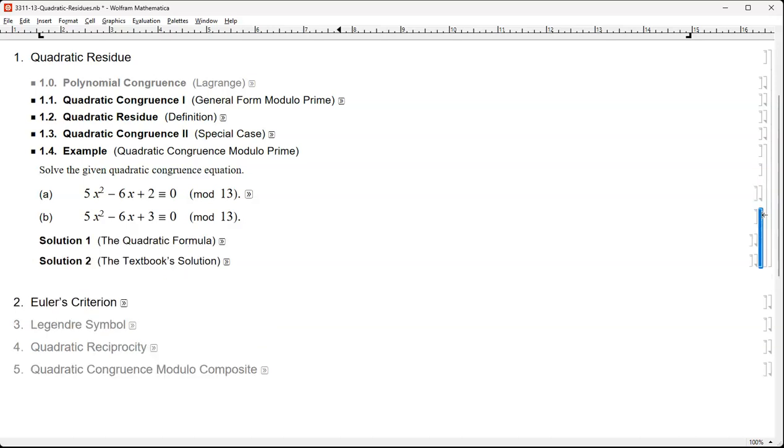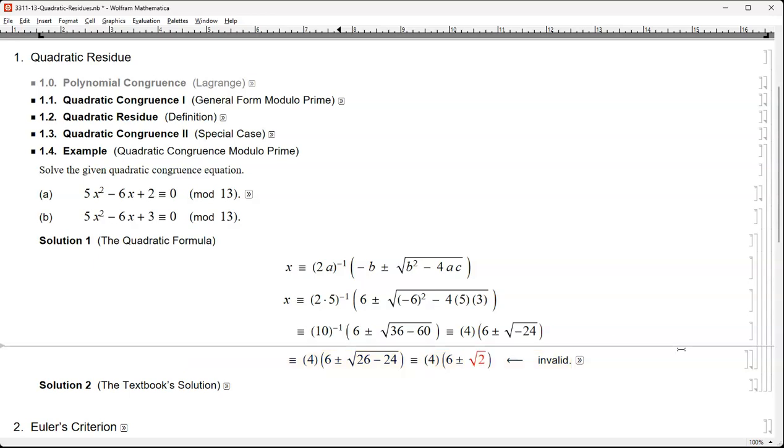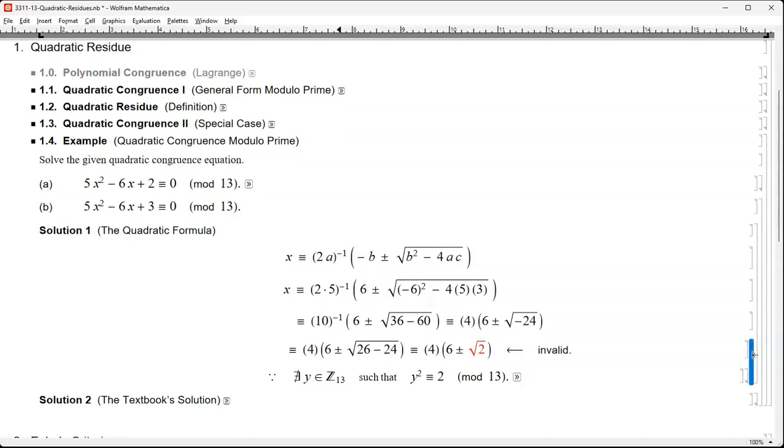How about the next problem? In this case, this b squared minus 4ac simplifies into 36 minus 60, negative 24, and 26 minus 24, so we get the square root of 2, but this is a problem. This square root of 2 expression is invalid. It doesn't exist. There is no integer from 0 to 12 whose square is 2, and you can check it by brute force computation. Check everything from 0 to 12. You'll see.